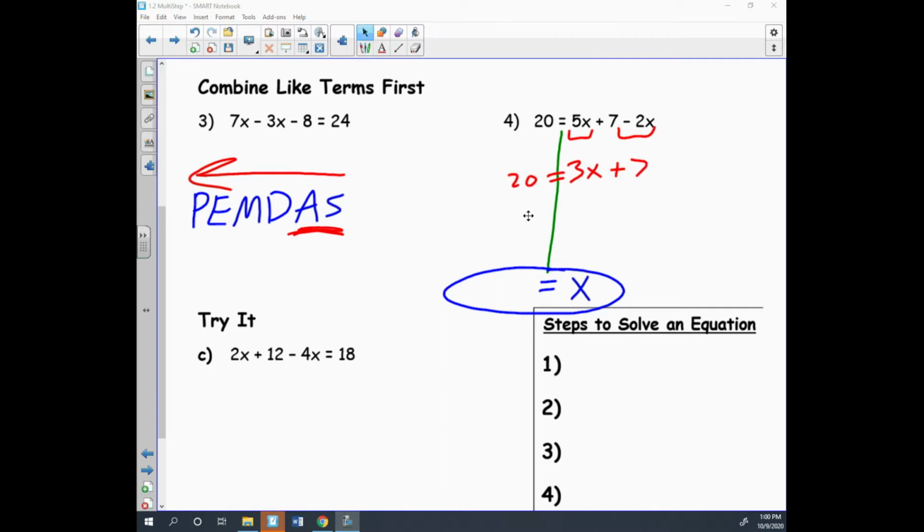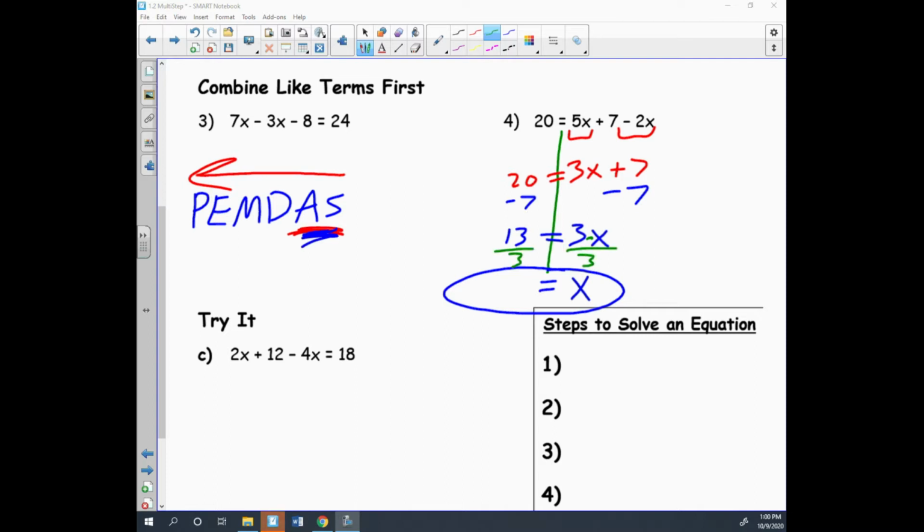And so when I do that, what do I always do first? When I'm solving equations, I do addition and subtraction first. I see a plus 7, that means I'm minus 7. And so I'm going to get 13 on this half, and I'm going to get 3x on that half. Okay? And the inverse operation of timesing is dividing. So I'm going to divide by 3.